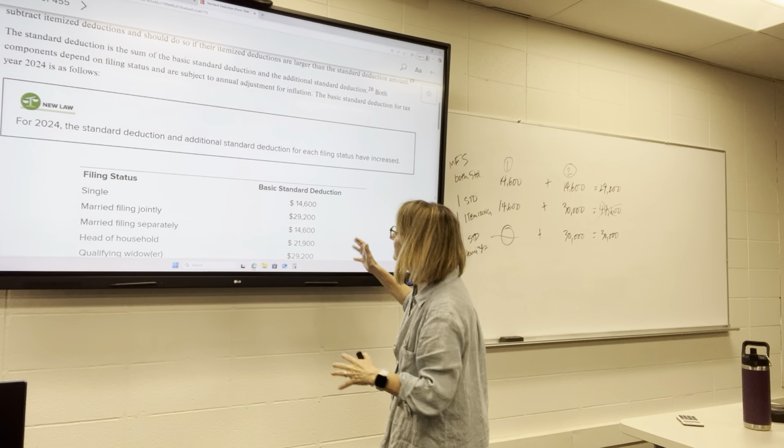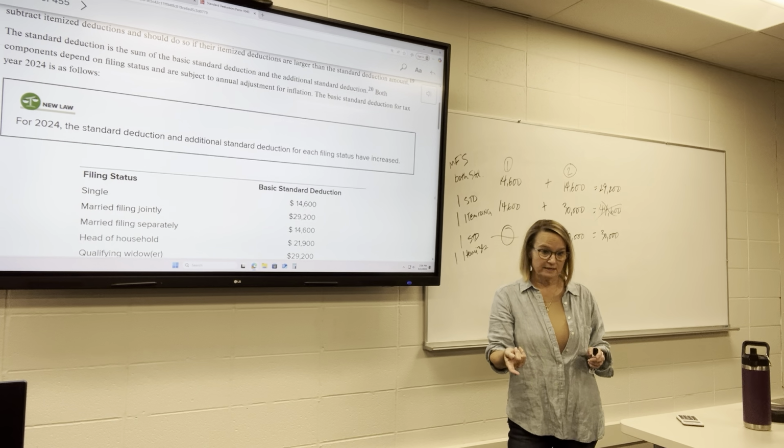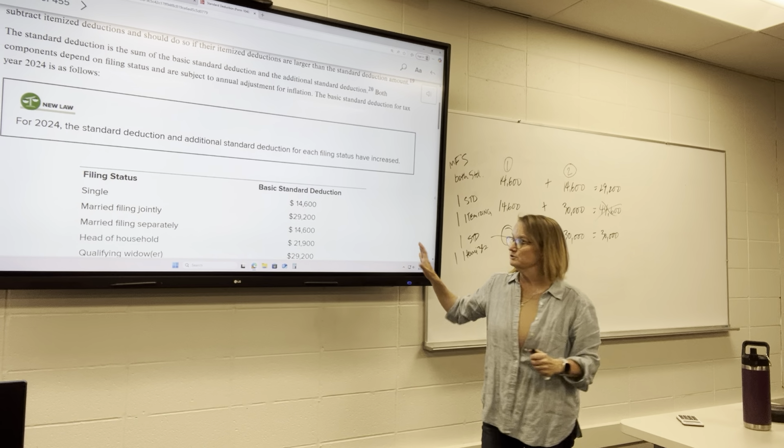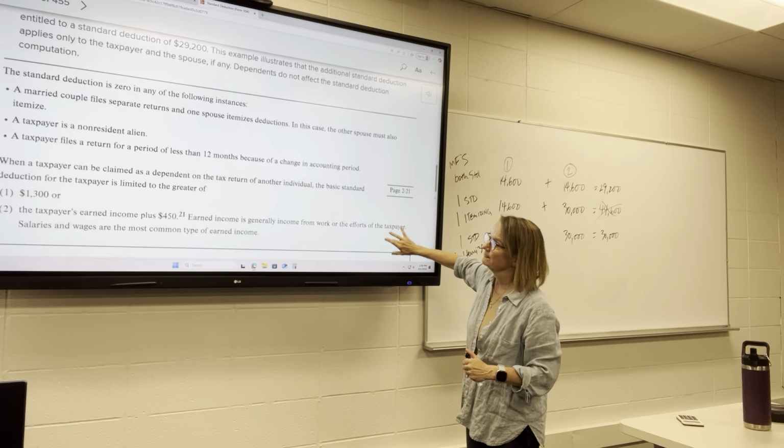Married filing separately, if one spouse itemizes, the other spouse itemizes. The only way you take the standard deduction is if both spouses take the standard deduction.